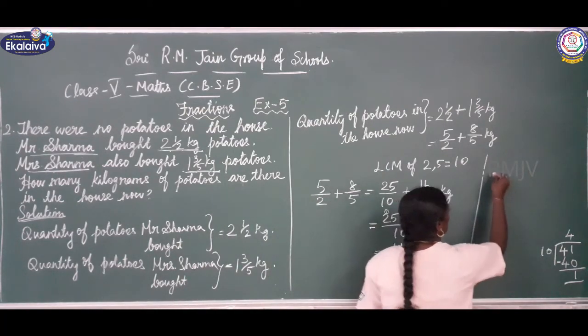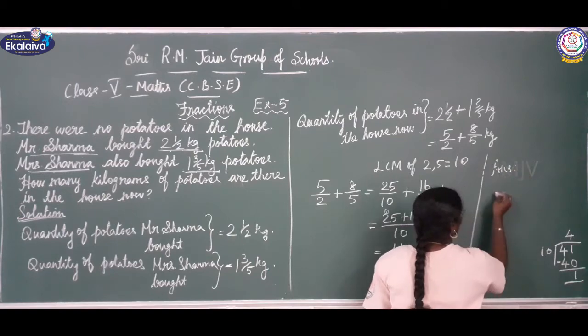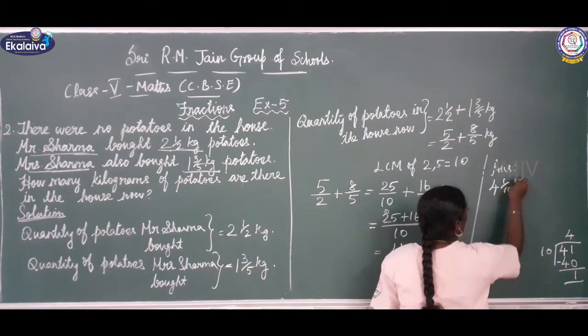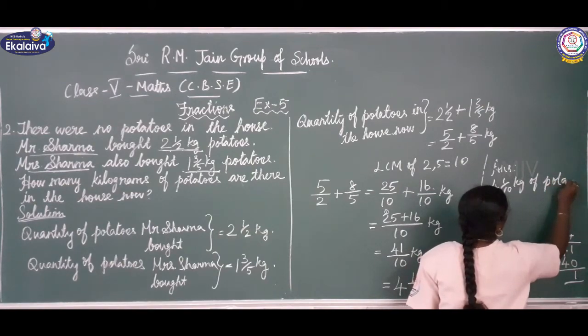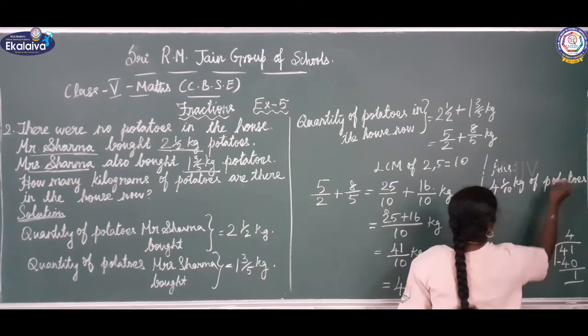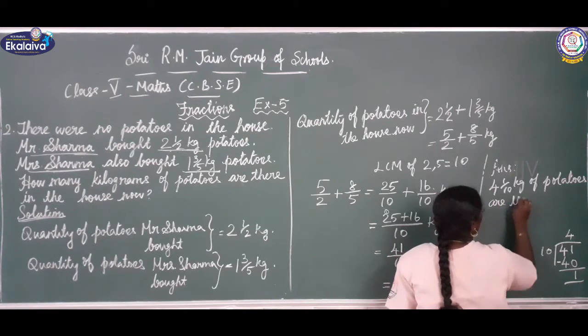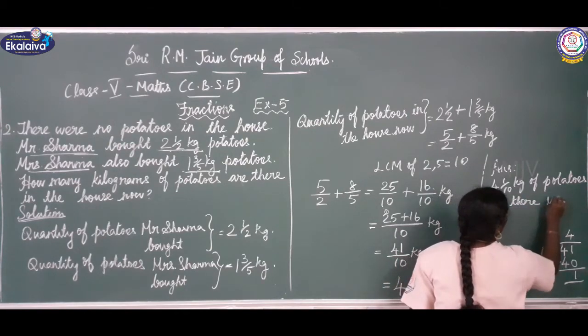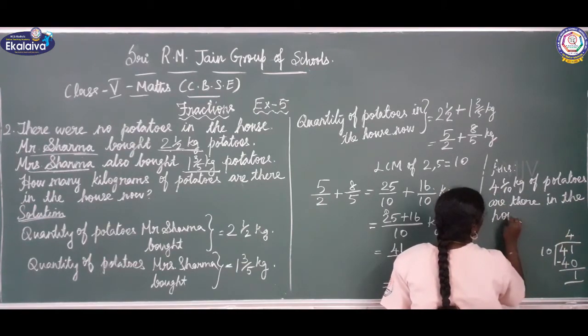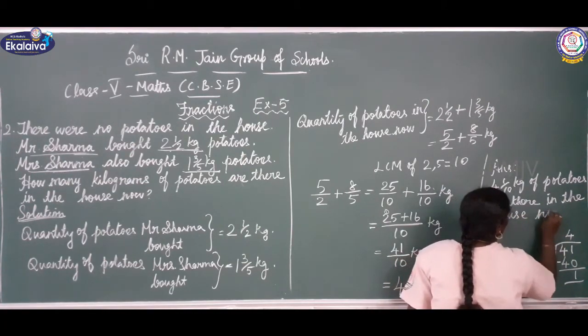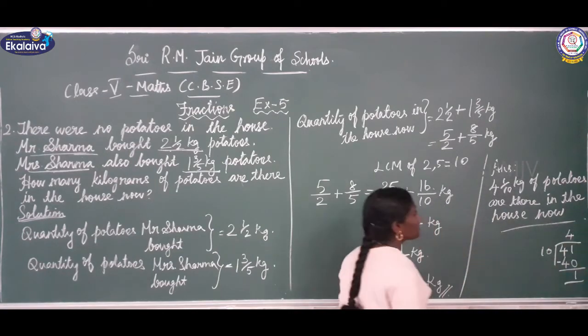Okay. So answer: 4 1 by 10 kilogram of potatoes are there in the house now. Is it clear, children?